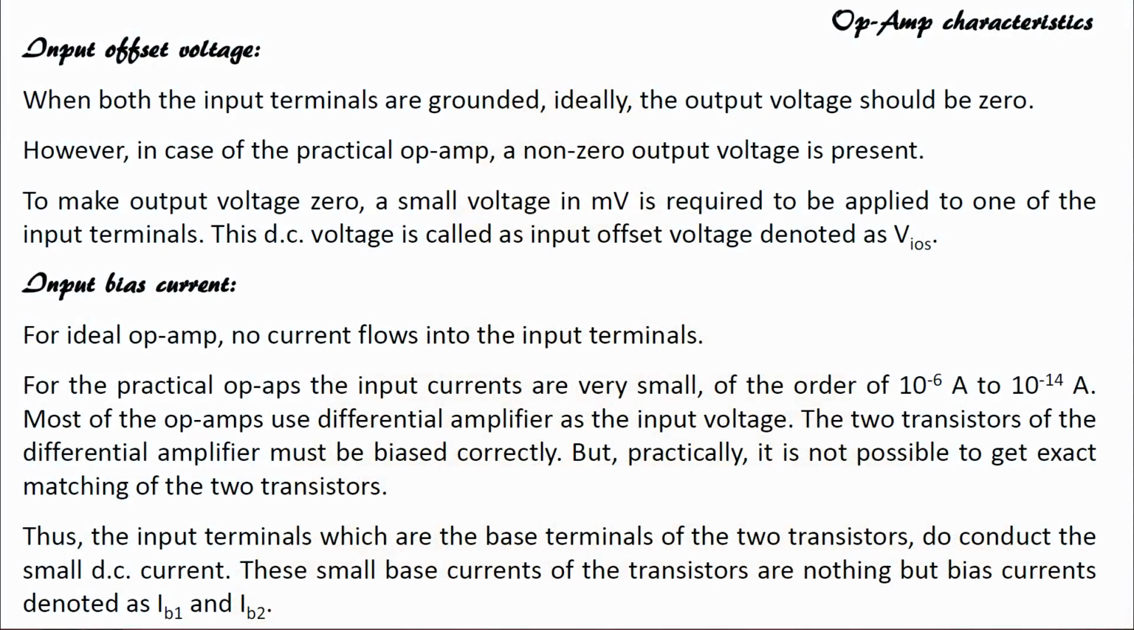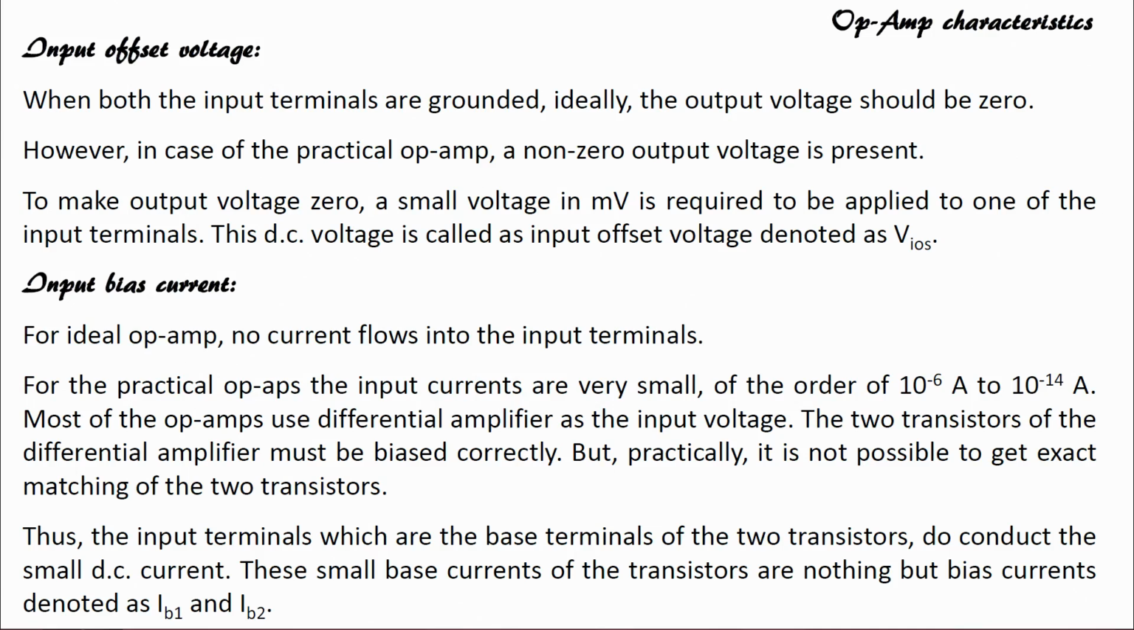Same way, what is input bias current? If you come back on the screen, for an ideal operational amplifier no current flows into the input terminals, right. But for practical op amps you will see that the input currents are very small, around 10⁻⁶ to 10⁻¹⁴ ampere. The input terminals, which are the base terminals of two transistors, draw a small DC current. This small base current of the transistors is nothing but the bias currents denoted by IB1 and IB2.